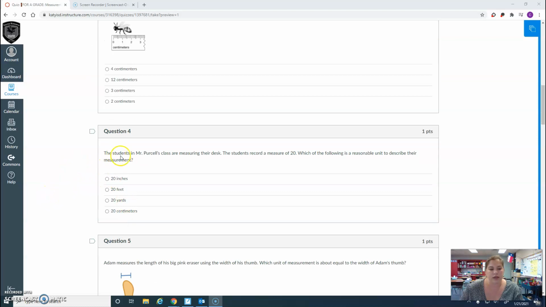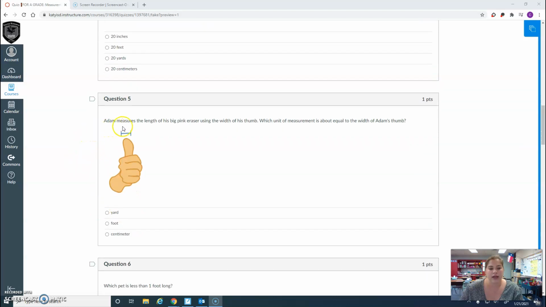Question 4. The students in Mr. Purcell's class are measuring their desk. The students record a measure of 20. Which of the following is a reasonable unit to describe their measurement? 20 inches, 20 feet, 20 yards, or 20 centimeters.